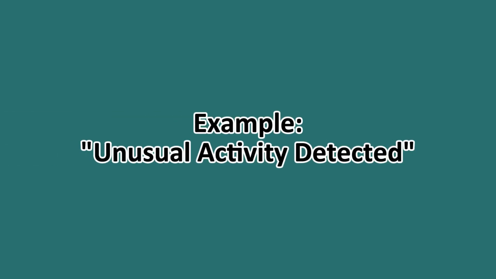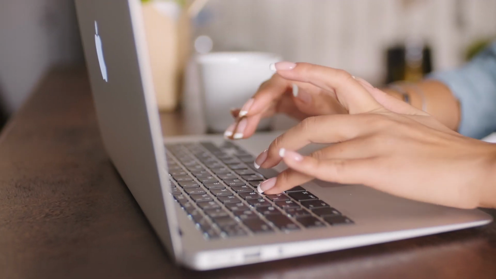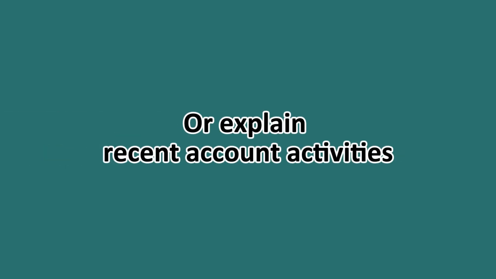Now, if you're having a restriction because of unusual activity, for example, you might see unusual activity detected and your payout is restricted, look for the request review button. This is usually available directly within the payout settings or monetization review, so you might want to look for that. Follow the prompts that Facebook will guide you for the appeal process, and you may need to confirm your identity or explain recent account activity.